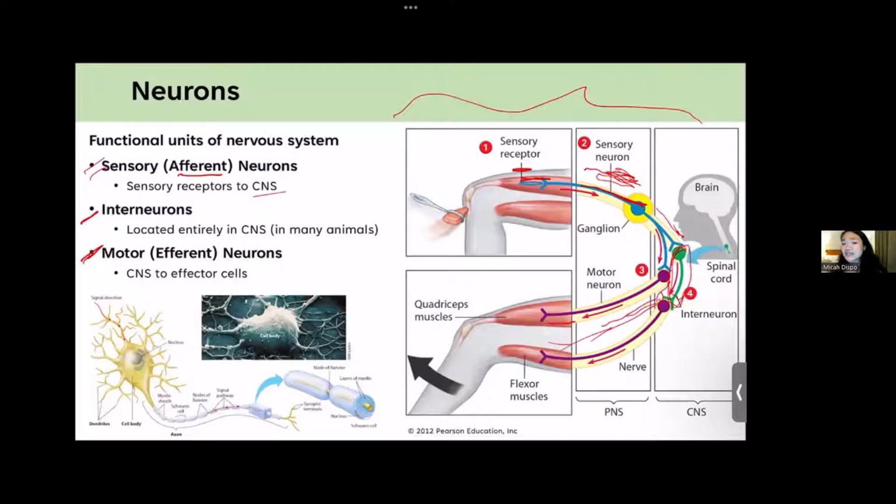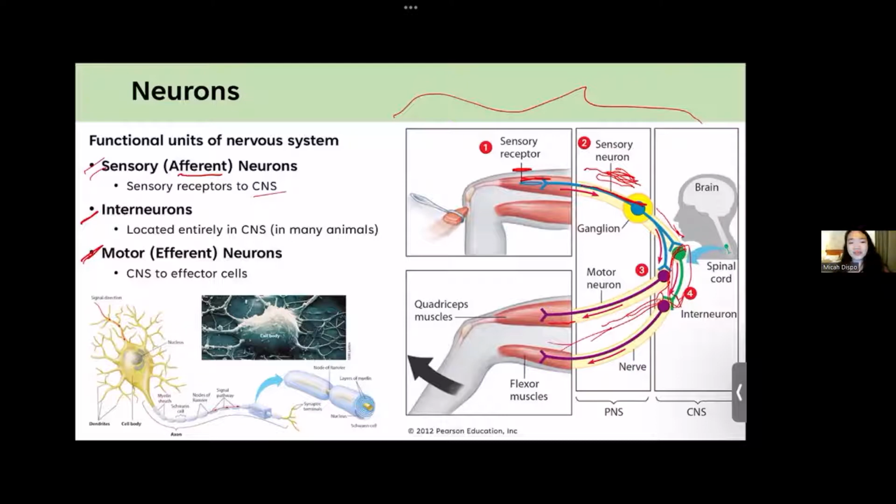So these quadriceps, they contract, and the flexor muscles. You have your quadriceps and you have your flexor muscles. So in the knee-jerk reflex, your quadriceps contract while your flexor muscles relax. Thus, this action actually allows us to kick when our knee is tapped. So that is what happens in this knee-jerk reflex.